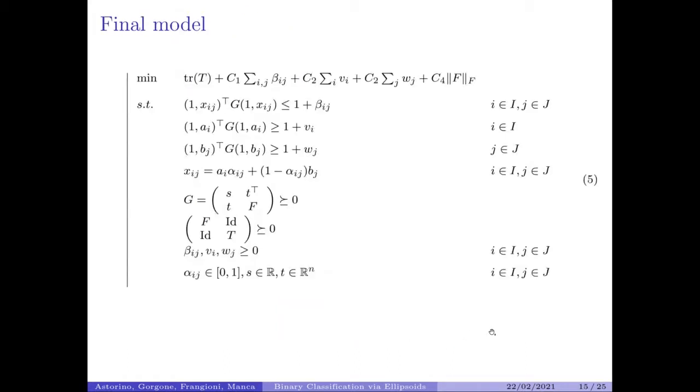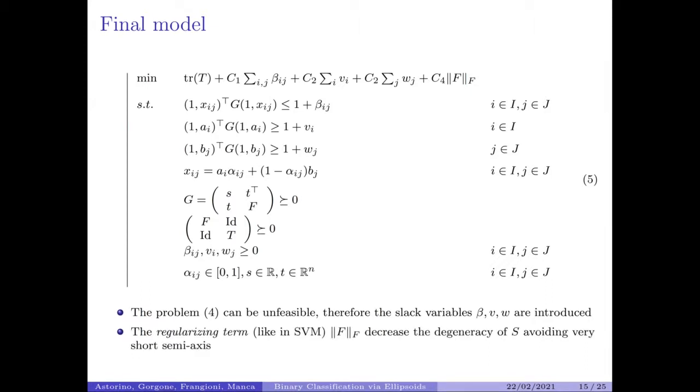So if we put everything together, we obtain the final model that we want to solve, where we just add the slack variables beta, v, and w in order to always be able to obtain a solution, even if the two sets are not perfectly separable. And then we add the Frobenius norm of F in the objective function, which, similar to the other approach, is preventing the ellipsoid from being degenerate. So this is the final model.